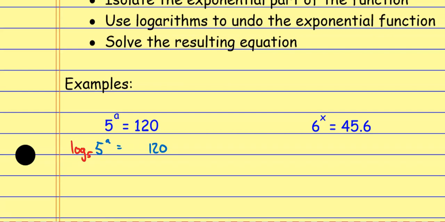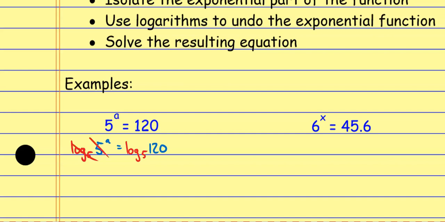Okay? And what will happen is that property we just talked about will cause the logarithm and the exponential part to cancel out. But just like any equation we've ever solved, whatever I do to one side, I have to do to the other side. So if I did log base 5 of one side, I have to do log base 5 of the other side. And what happens is over here, the log base 5 and 5 raised to a power cancel out.